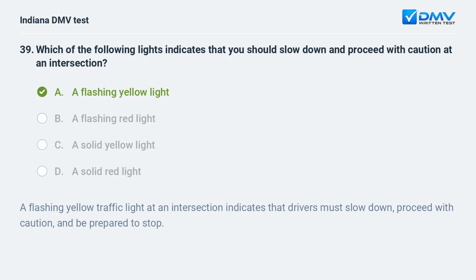A flashing yellow traffic light at an intersection indicates that drivers must slow down, proceed with caution, and be prepared to stop.